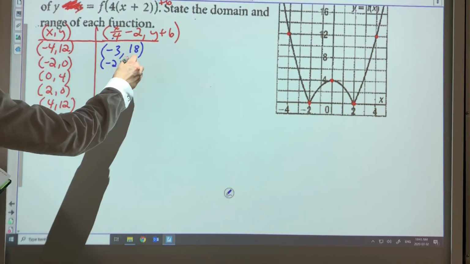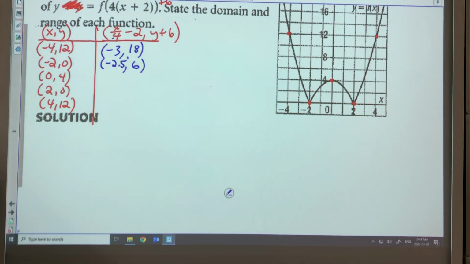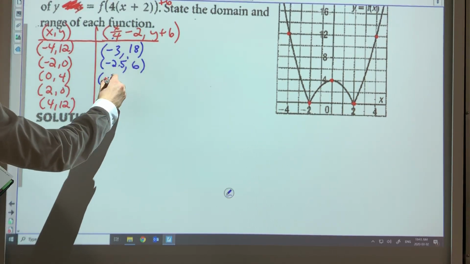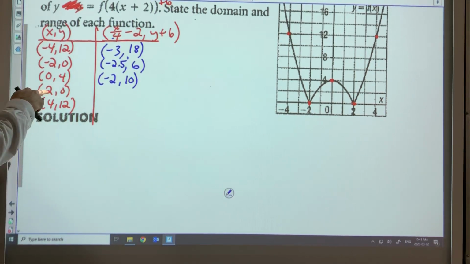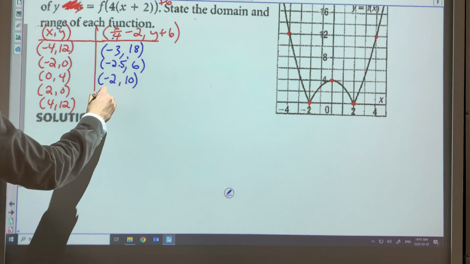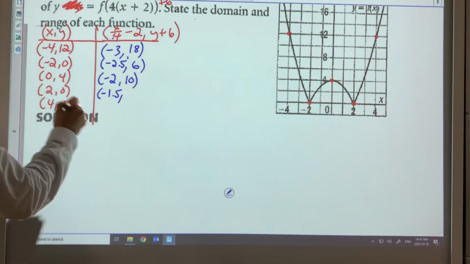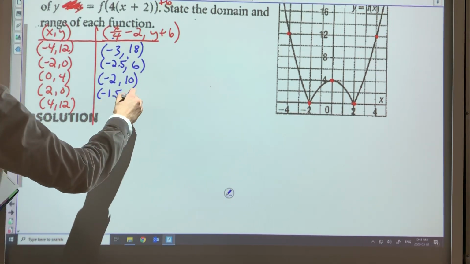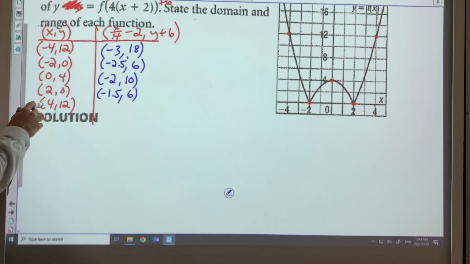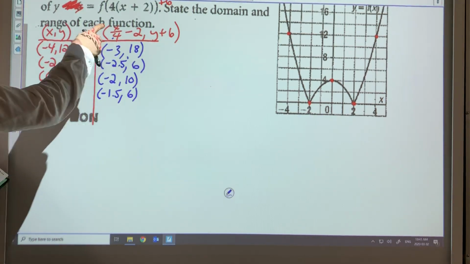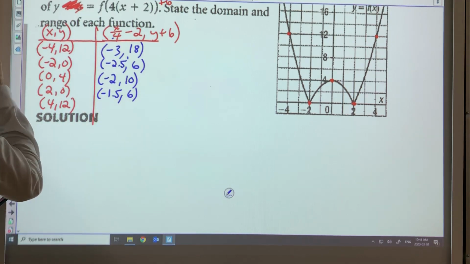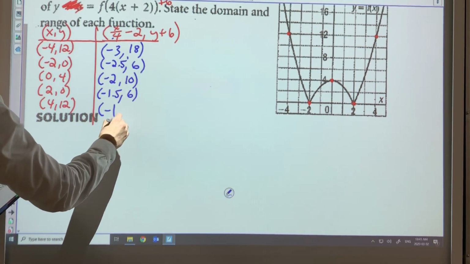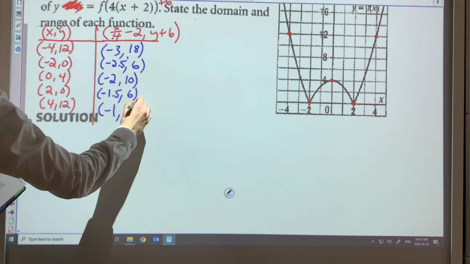And then 0 plus 6 is 6. Now 0 divided by 4 is 0, subtract 2 is negative 2. And then 4 plus 6 is 10. And then I'm going to get a half again, subtract 2. So I get negative 1.5. And then 0 plus 6 is 6. And then, well, it's going to be very similar to the first one, except I'm going to get positive 1, subtract 2, so I get negative 1, and then 18. All right.